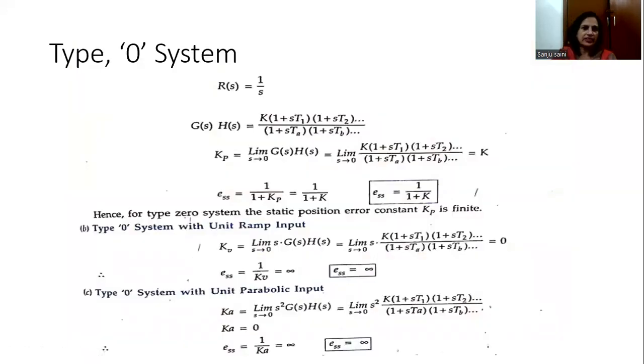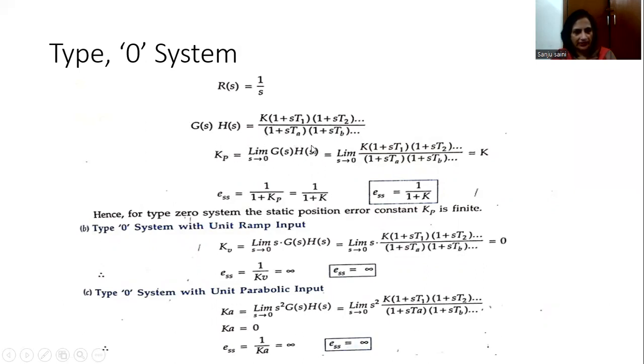Now let us consider the type 0 system, and we take up a unit step input. We have taken a plant containing a number of zeros and a number of poles. It has zeros at minus 1 by T1, minus 1 by T2, and poles at minus 1 by TA, minus 1 by TB, and K is the gain of the system. Now, first of all, we'll be calculating the position error constant.